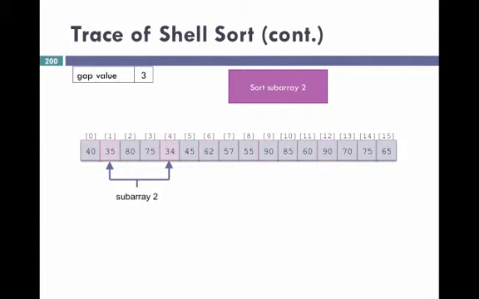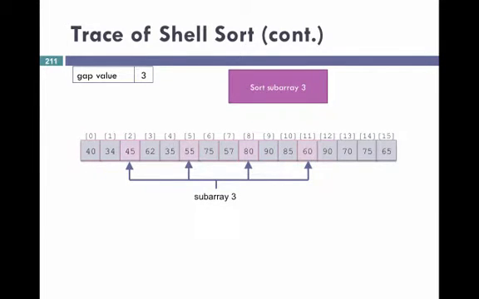Here's subarray 1. Here's 2. We need to sort those. Here's subarray 3. We order those. Here's subarray 1. We need to swap those values. Here's subarray 2. It's in order. 3. We need to swap the final two values. Now here's subarray 1. It's in order. Subarray 2. It's also in order. Subarray 3. We need to swap the final two values.